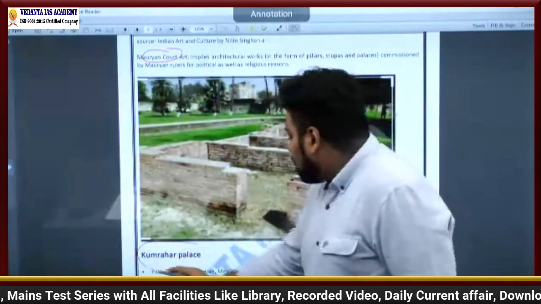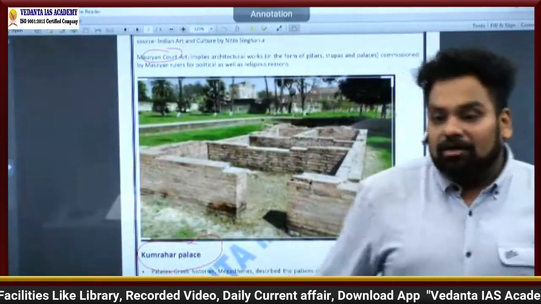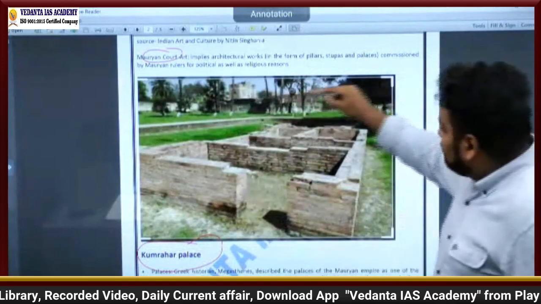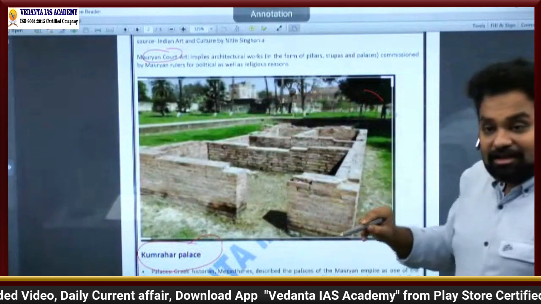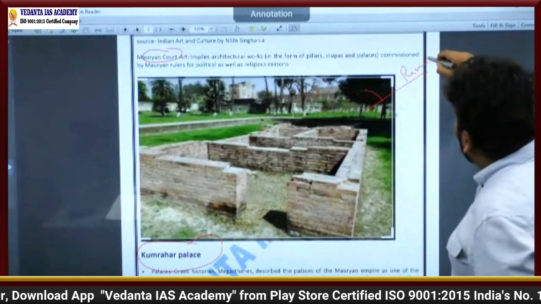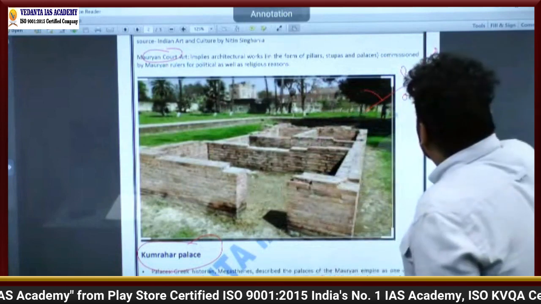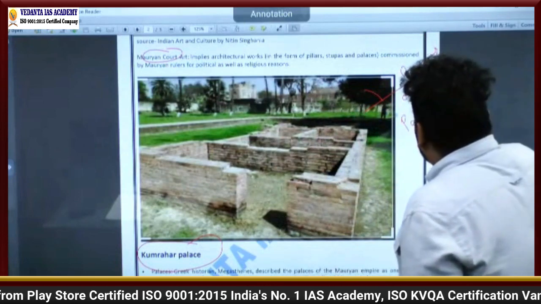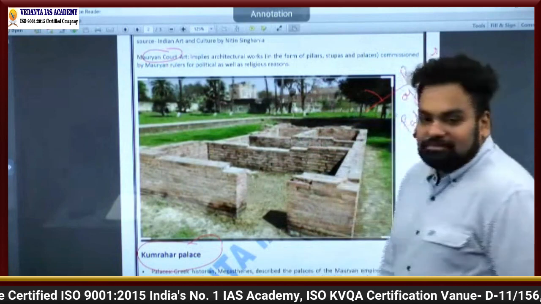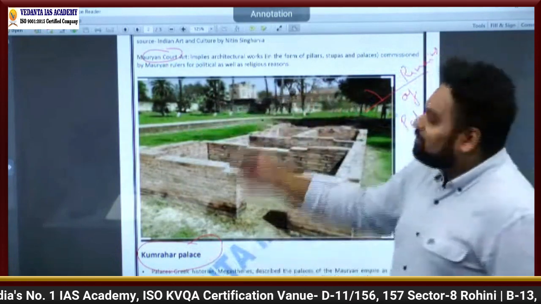This is the Kumrahar Palace which is in Patliputra, Patna. Kumrahar palace. This is the kind of remains. These are the remains of palace, right? I should have mentioned it कि palace क्या है. नहीं, but this is the whole complex. पीछे वाला तो normal buildings.